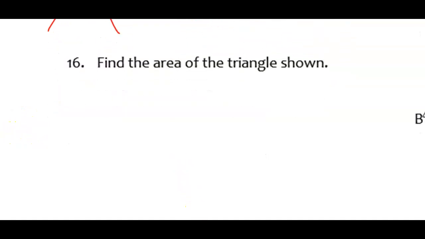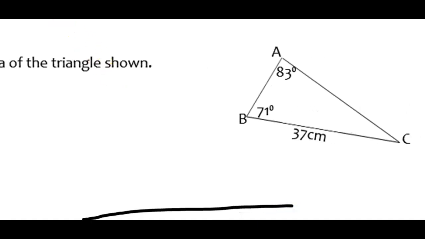All right, find the area of the triangle shown. For this one, I need an included angle. This angle is not included. I have 37. I would need side C and side B for that to be included, or I would need to find angle C. So let's first find angle C. I can find angle C right now because 83 and 71, if I add those up, I get 154, and 180 minus 154 is 26. So this is 26 degrees.